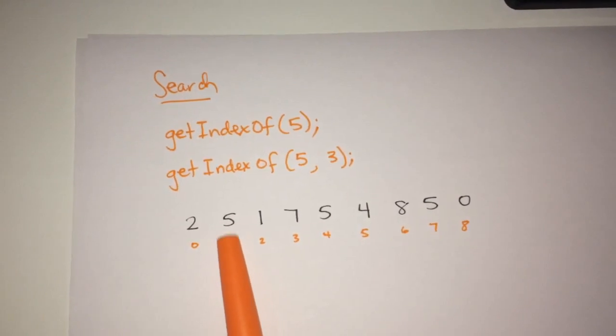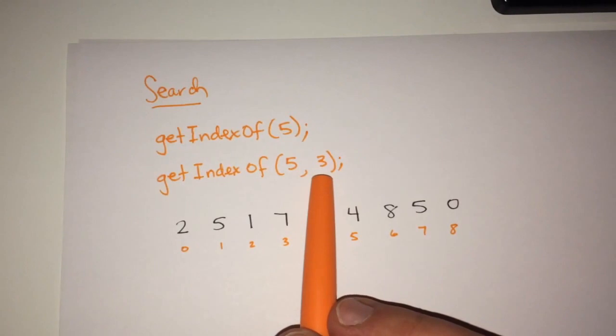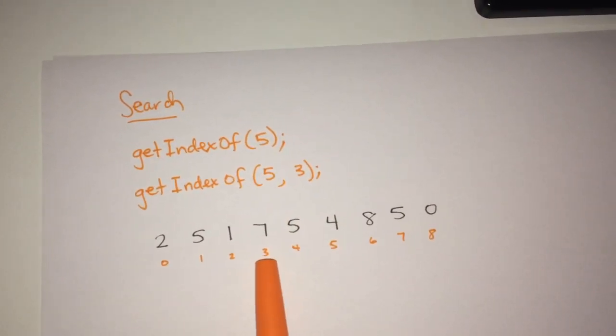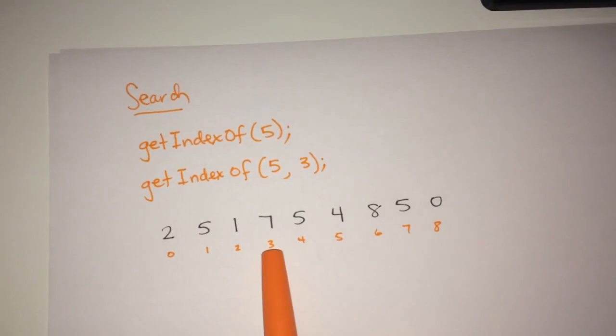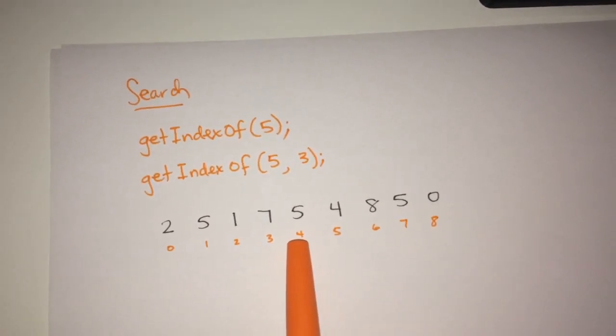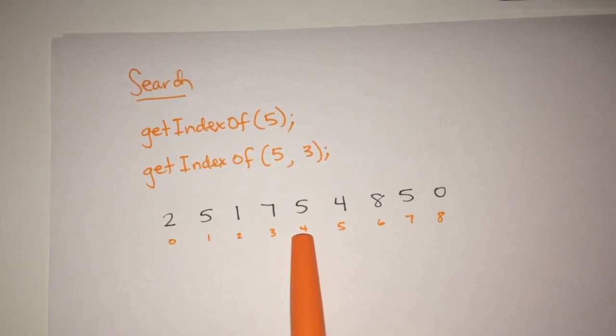That's the index number. If we call get index of 5, 3, so the starting index value is 3, we ignore 0, 1, and 2 and we begin at this new index value 3. So we start at this point, that's not a 5, we move over to the next index value. It is a 5, so we would return the number 4.